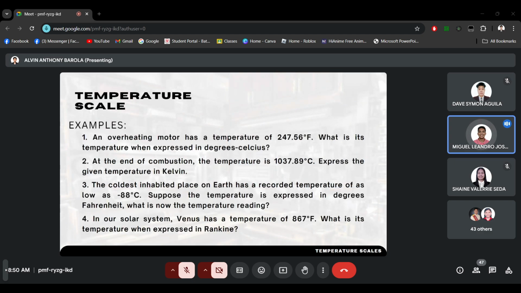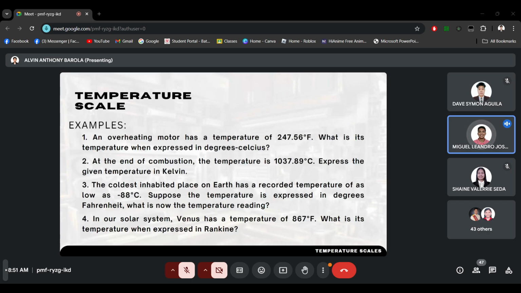So I have here some simple examples of temperature conversions. Number one, an overheating motor has a temperature of 247.56 degrees Fahrenheit. What is its temperature when expressed in degrees Celsius? Number two, at the end of combustion, temperature is 1037.89 degrees Celsius. Express the given temperature in Kelvin. Number three, the coldest inhabited place on Earth has a recorded temperature of as low as negative 88 degrees Celsius. Suppose the temperature is expressed in degrees Fahrenheit. What is now the temperature reading? And lastly, in our solar system, Venus has a temperature of 867 degrees Fahrenheit. What is its temperature when expressed in Rankine?